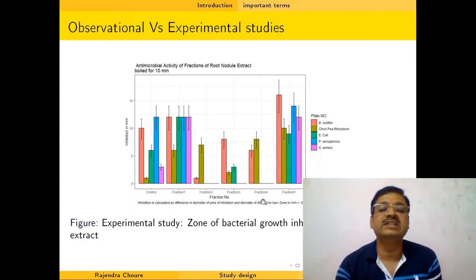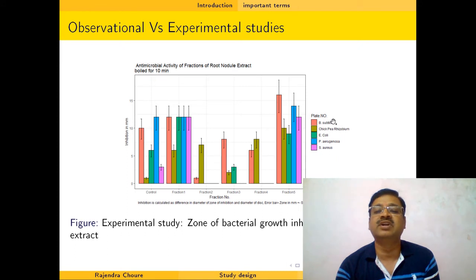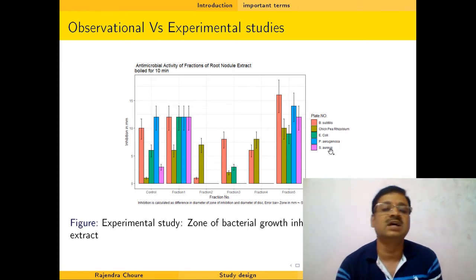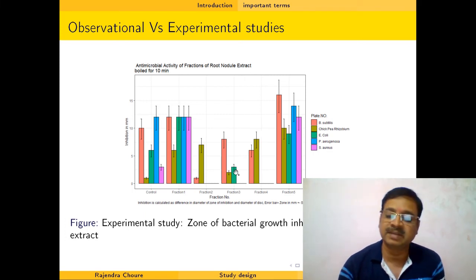Here also is an example of two independent variables and one dependent variable, that is inhibition zone. And this inhibition zone, variation in inhibition zone can be explained by variation in these different fractions and variation in the different plates, different organisms. These are Bacillus subtilis, chickpea, E. coli, P. aeruginosa, and S. aureus. We'll explain this experiment later on.